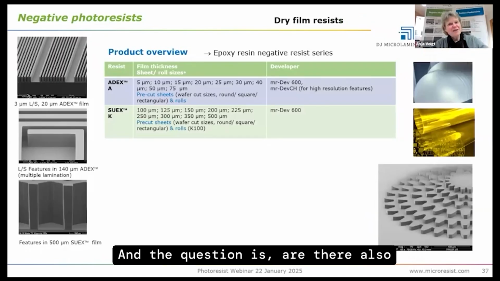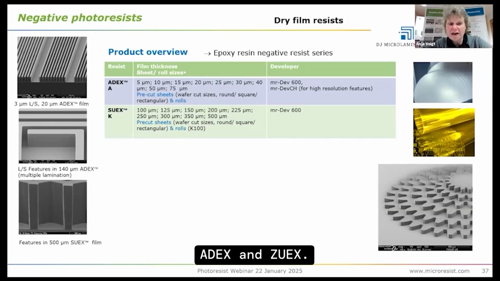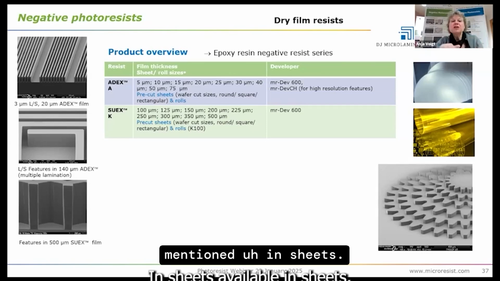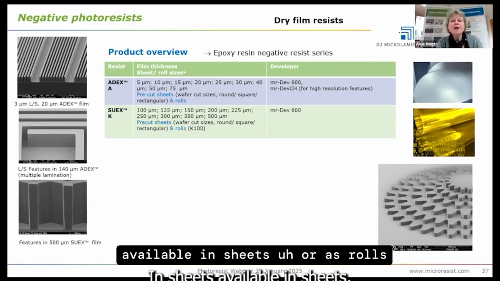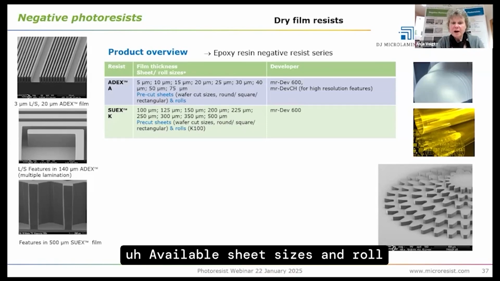And the question is, are there also dry resist films available? And the answer is yes. DJ Microlaminate is one of them. They developed epoxy resin-based dry resist films, and the names are ADEX and ZUEX. The material comes, as already mentioned, in sheets or as rolls, where the dry resist film is in between some foils. Available sheet sizes and roll sizes are mentioned here.